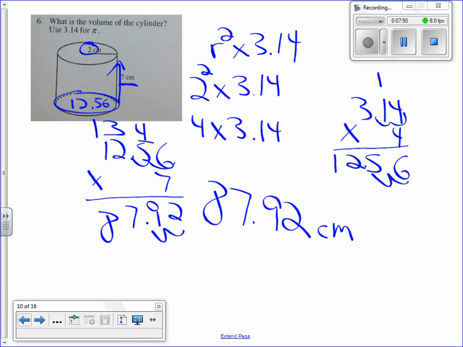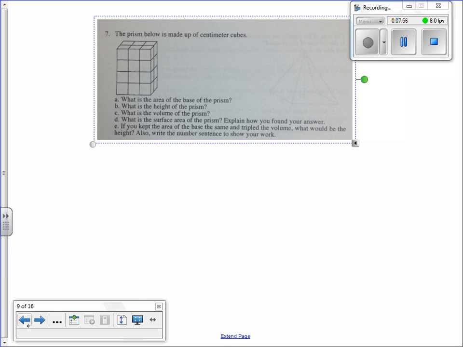What should I label it? Looks like I'm finding volume. It's a 3-dimensional shape, cubed. The prism below is made up of centimeter cubes.